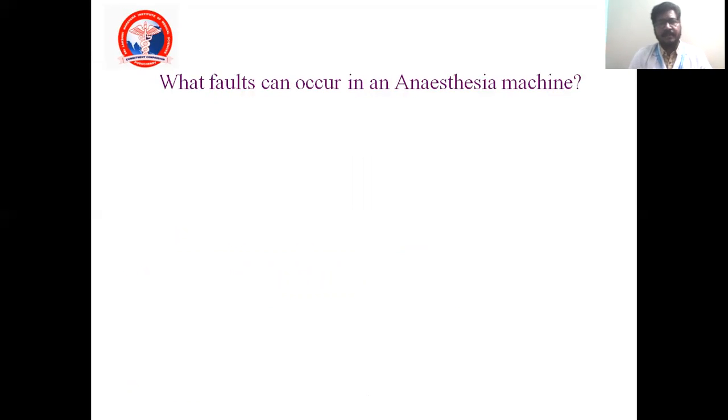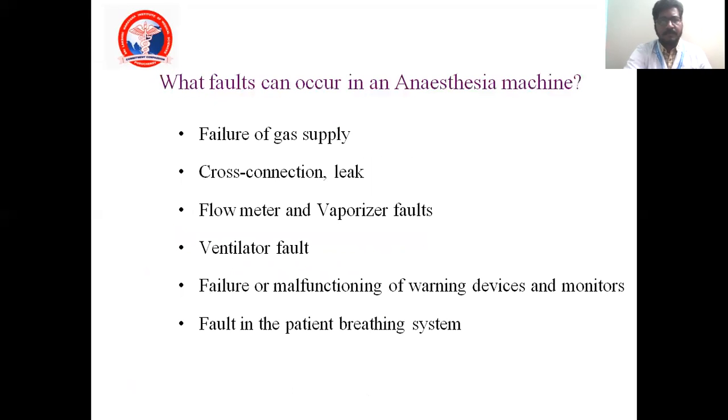What faults can occur in an anesthesia machine? It can be a failure of gas supply. It can be a cross connection leak. It can be a flow meter or vaporizer fault. It can be a ventilator fault. It can be a failure or malfunctioning of warning devices or monitors. It can be a fault in the patient's breathing system. So these faults should be rectified prior to starting the case.